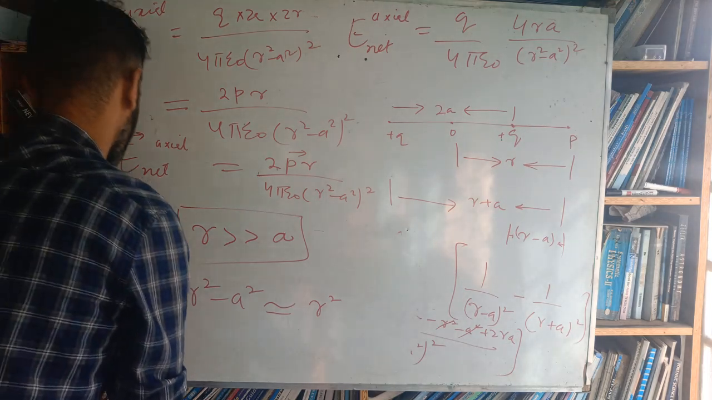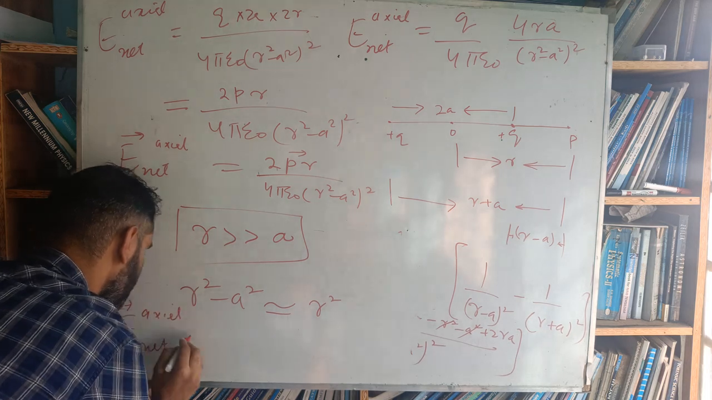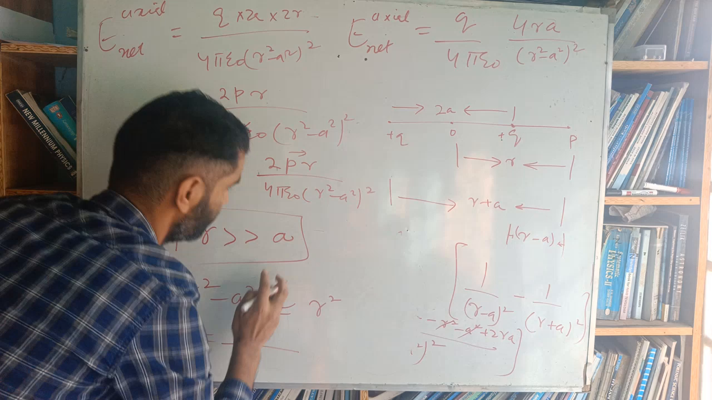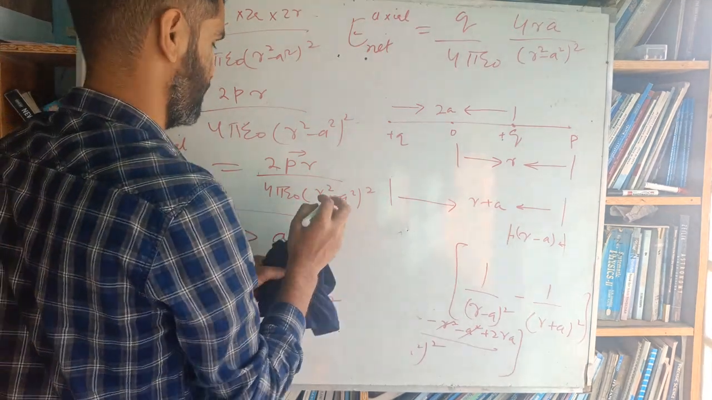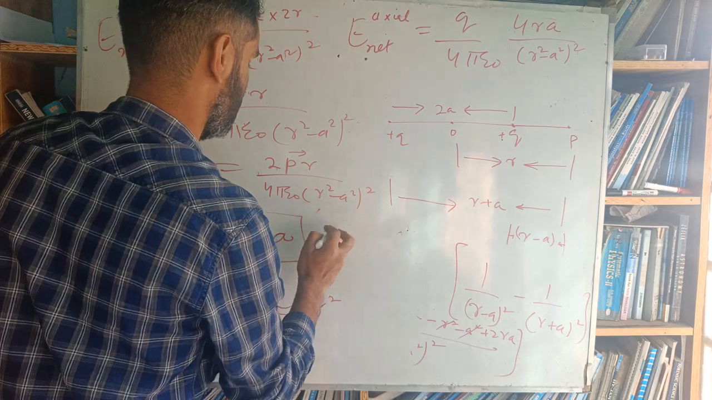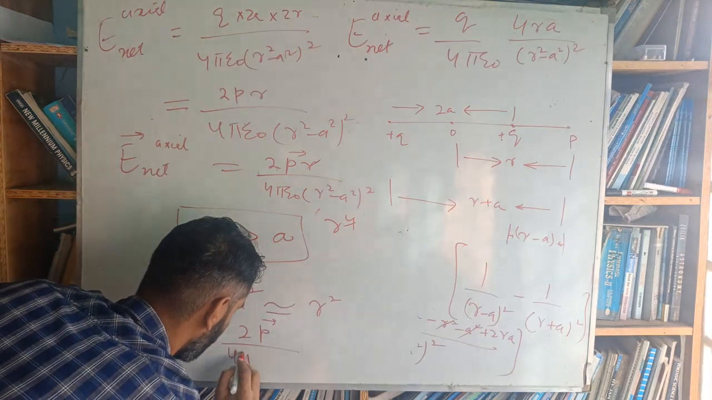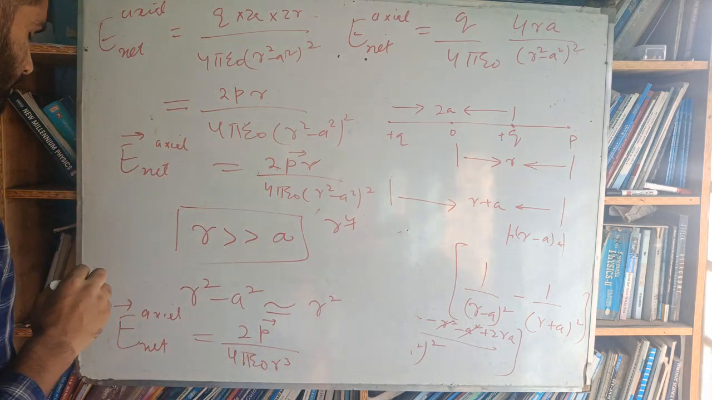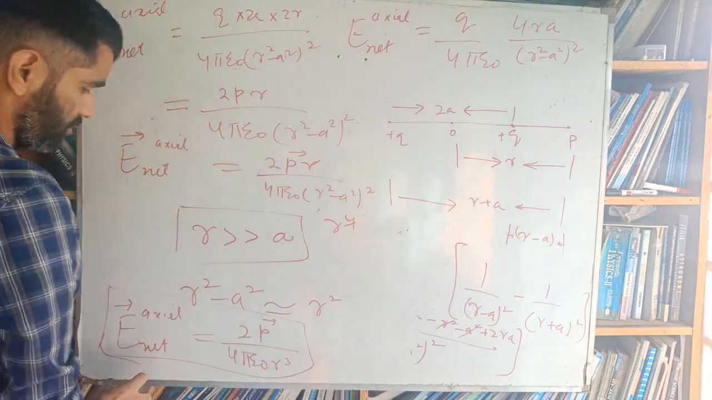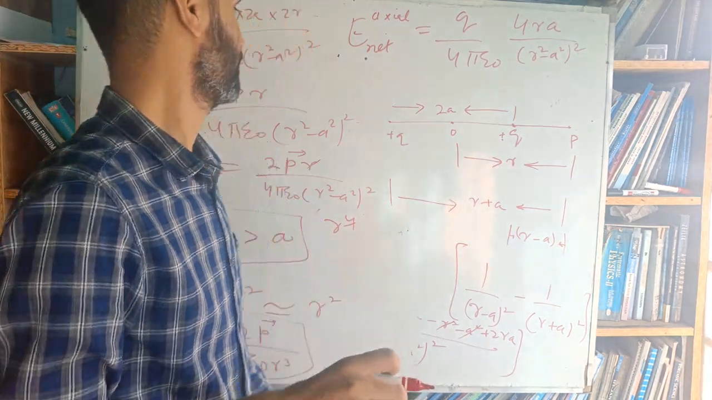So for a short dipole, I can write E net axial equal to 2p over, I can replace this by r square, then this is squared, and then this becomes r power 4. One of the r gets cancelled, so I am left with 4 pi epsilon naught r cube. This gives me the electric field intensity due to a short dipole at this axial point. Hope this is clear to you.